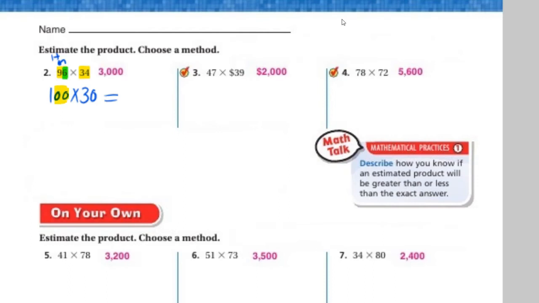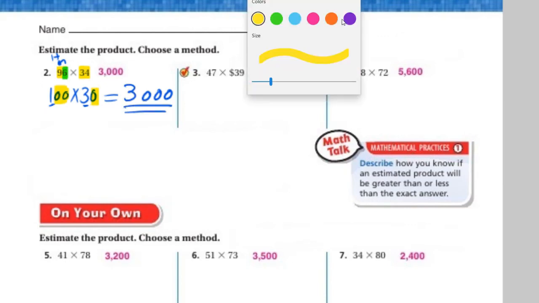We have 2 zeros here and 1 zero here. So put the 3 zeros the same, and 1 multiplied by 3 equals 3. So that's our answer, like you see here.